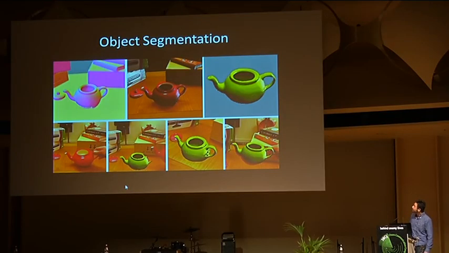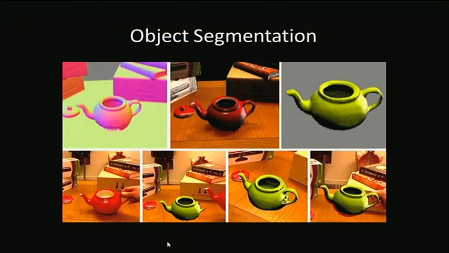So here, this demo shows how an object can be segmented out from an already scanned scene. So we scan in a scene, remove an object, and KinectFusion knows which object has been removed.